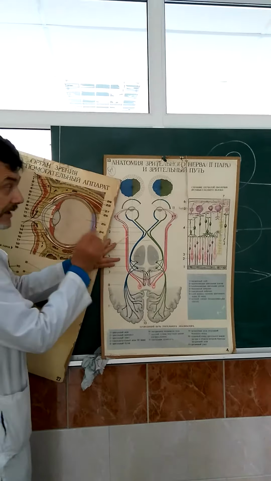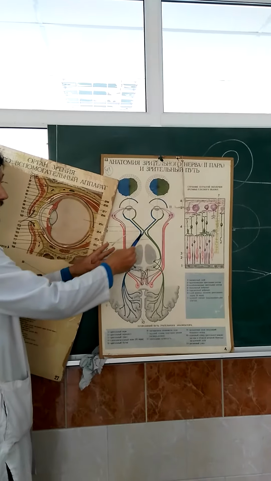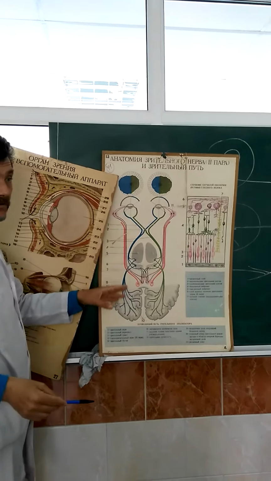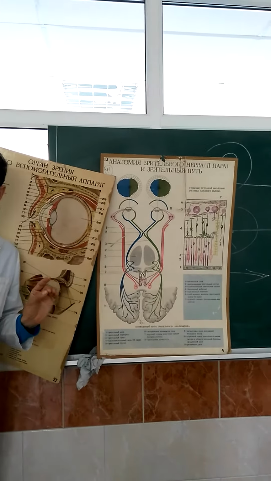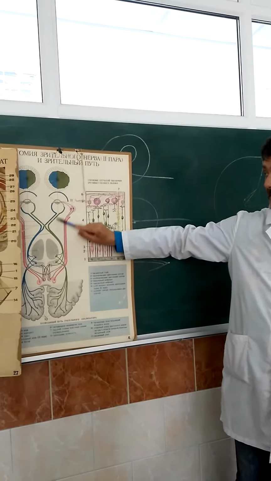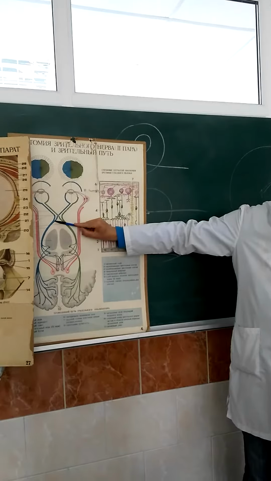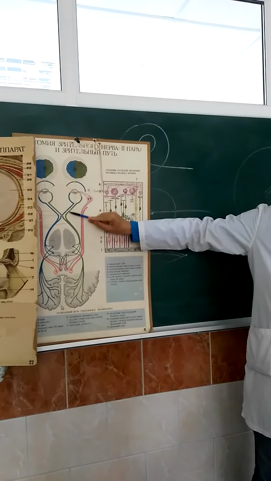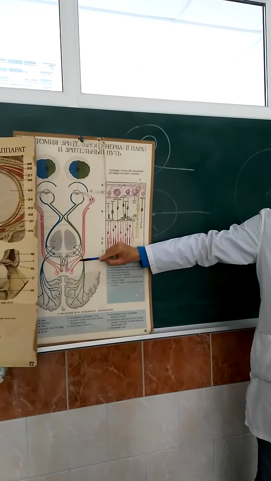But look, axons of ganglionar cells decussate partly in this place, chiasma opticum. You remember that it is hypothalamus. Look at it. Only medial portions are decussated. You see? Lateral portions continue to move through the same half of the brain.